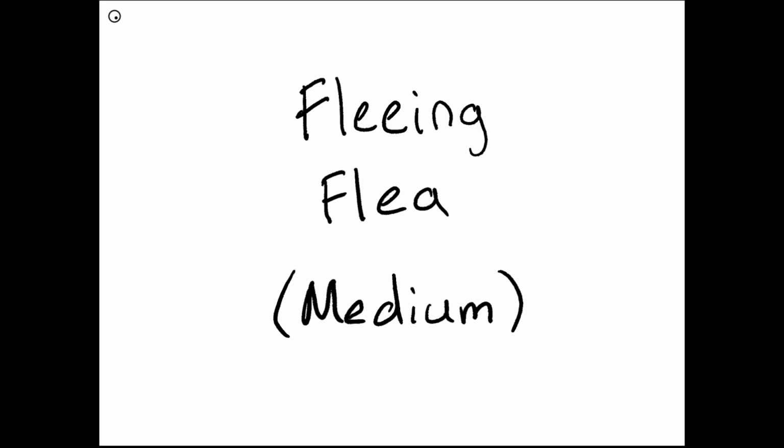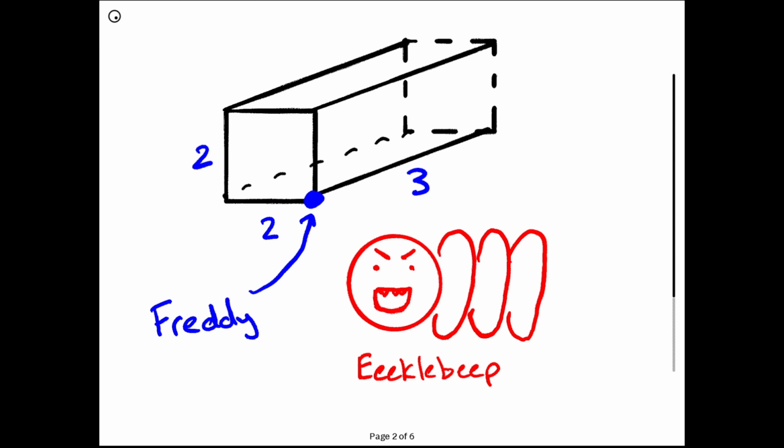Alright, let's take a look. So here is a diagram depicting what is going on in this problem. We have Freddy on one corner, and his goal is to reach this opposite corner right here, while avoiding Eeeklebeep.